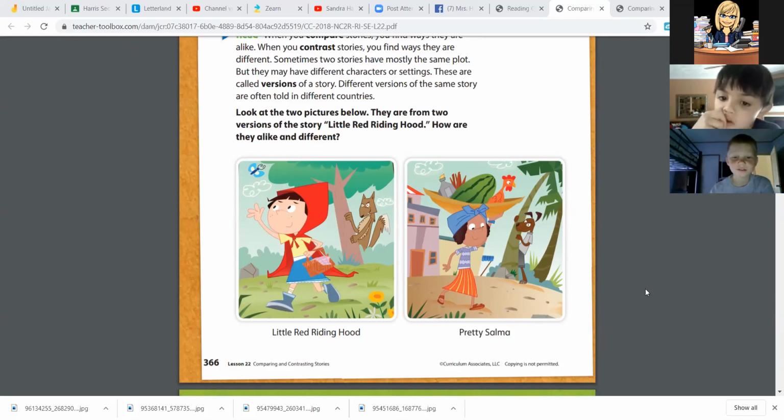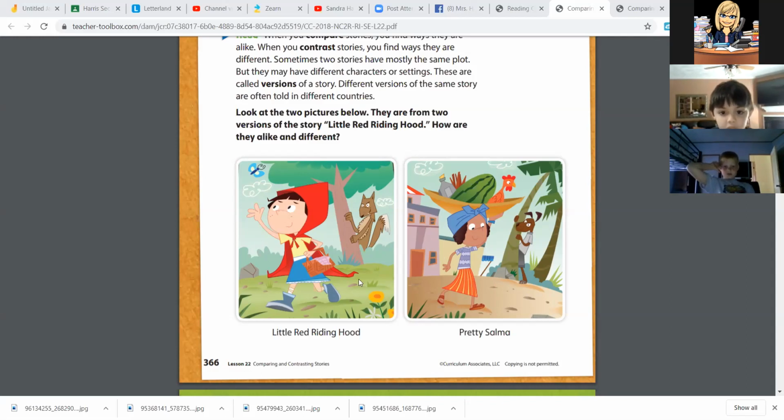What were you saying, Landon? The dog looks like a kangaroo. A kangaroo? Yeah. What else do you notice that's alike? The girl is walking, right? She's walking outside. There's grass everywhere. There's some grass, there's some trees. In this one, there's a house, like a village, but there is not a house in this one.